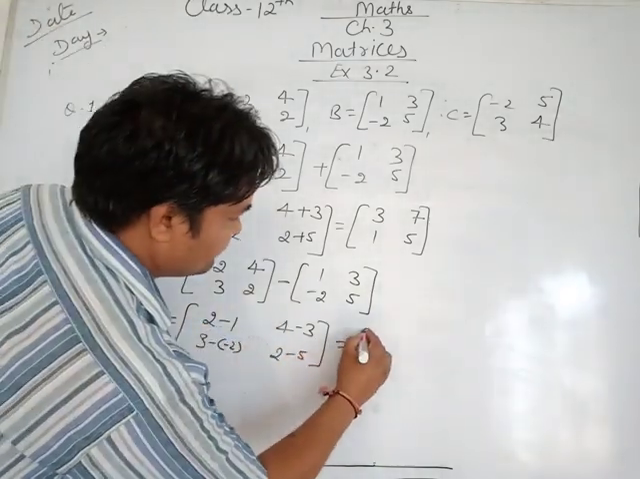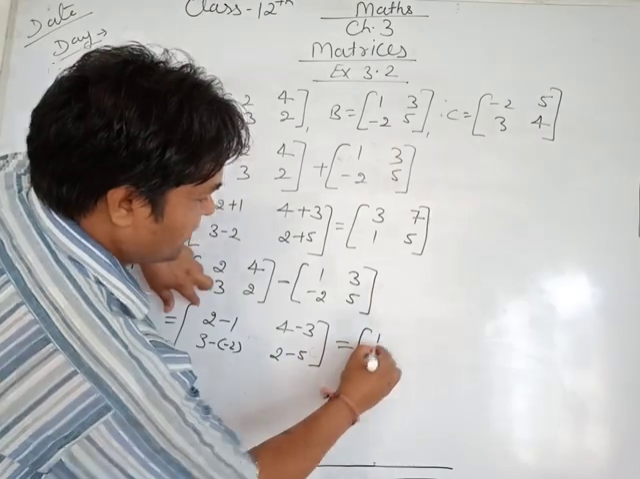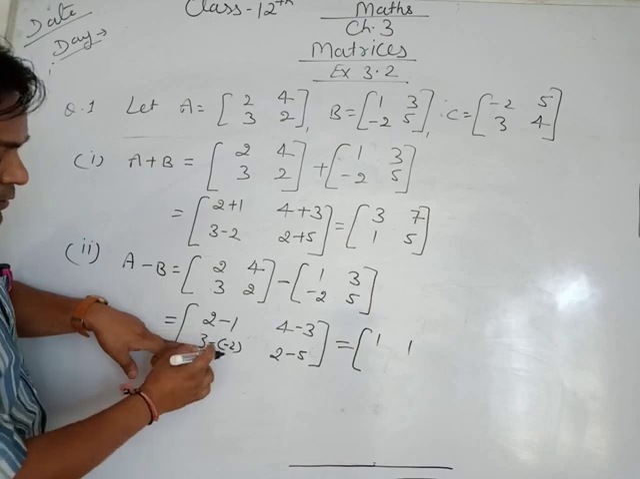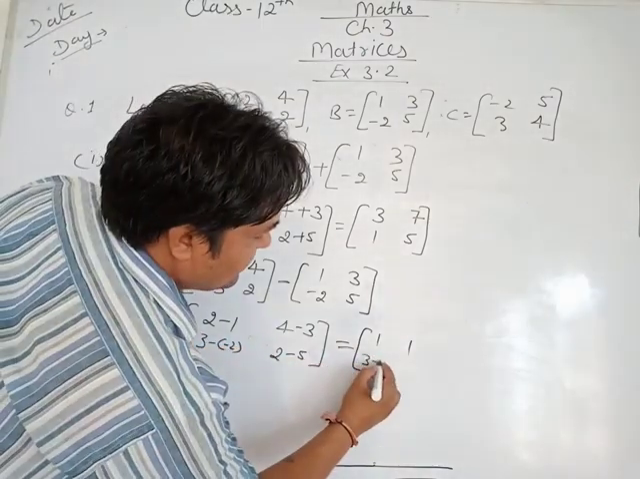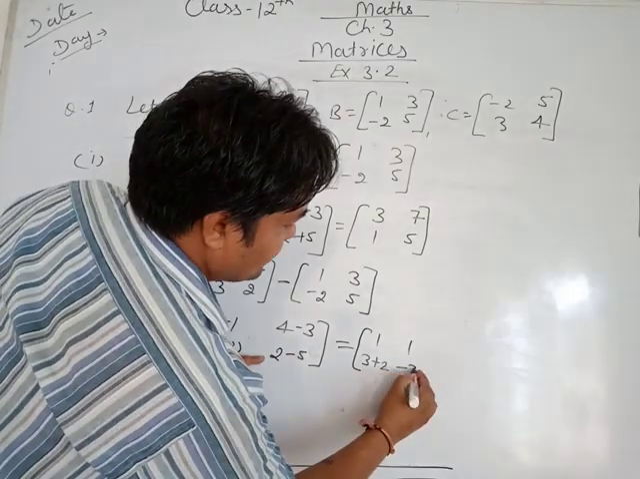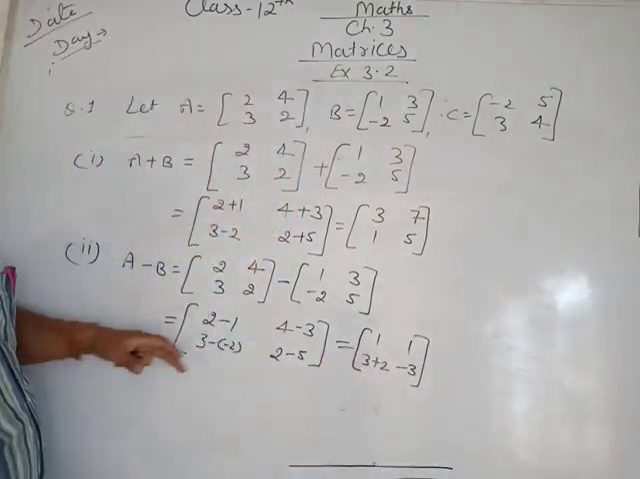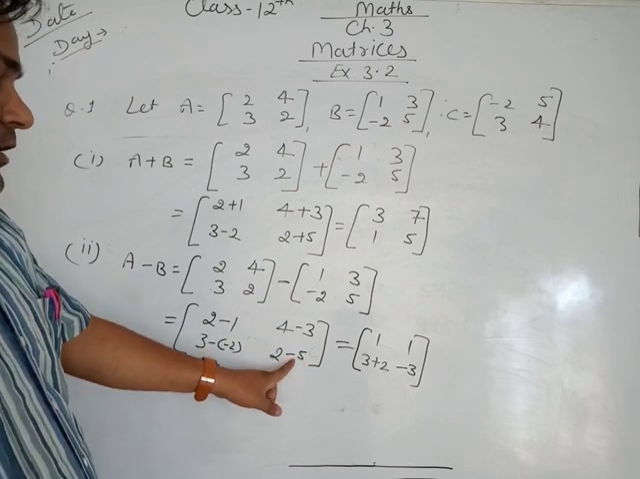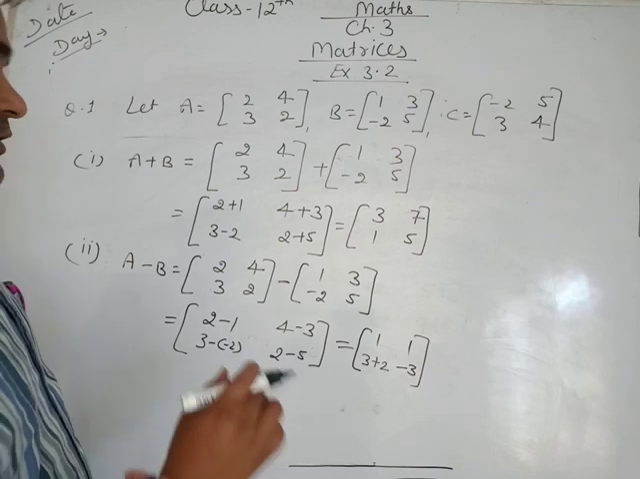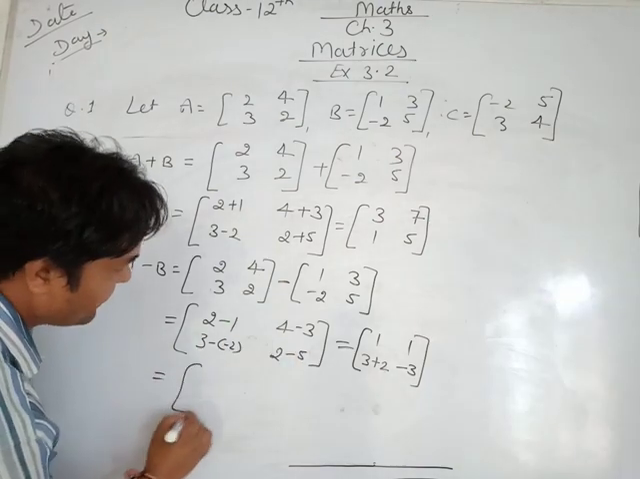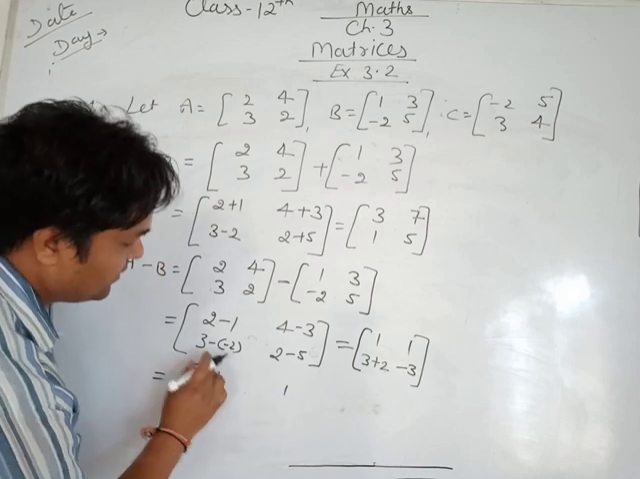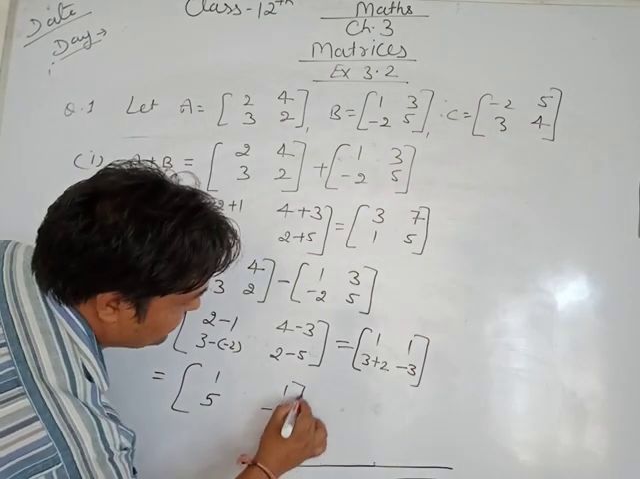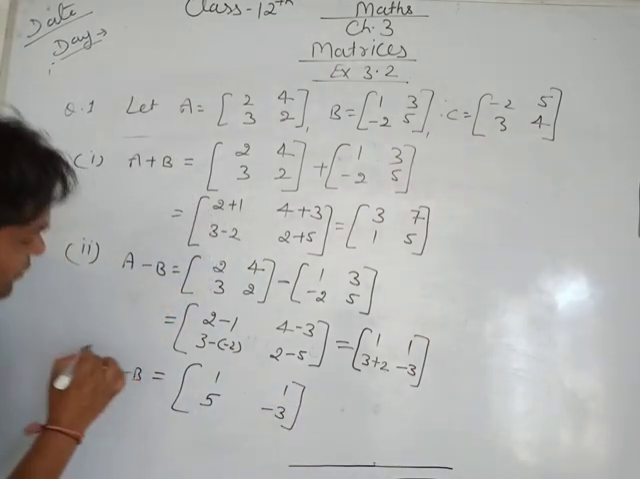Next, 2 minus 1 equal to 1, 4 minus 3 equal to also 1, 3 minus minus 2 becomes 3 plus 2. If we are subtracting 2 minus 5, the greater number is 5, so 5 minus 2 is 3, and we will take the sign of the greater number. Next, same procedure: 1, 1, 3 plus 2 equal to 5, and minus 3. It is the answer of the second part.